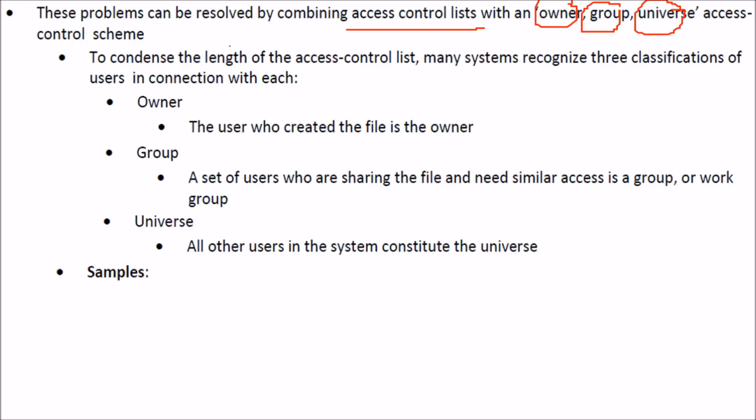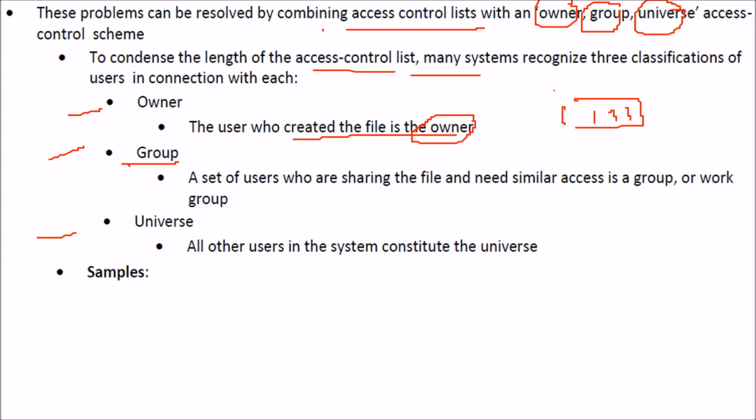To condense the length of the access control list, that is the ACL, many operating systems recognize three classifications of users: owner, group, and universe. Owner means the user who created the file. The group is a set of users who are sharing the file and need similar access. Universe means all other users in the system.